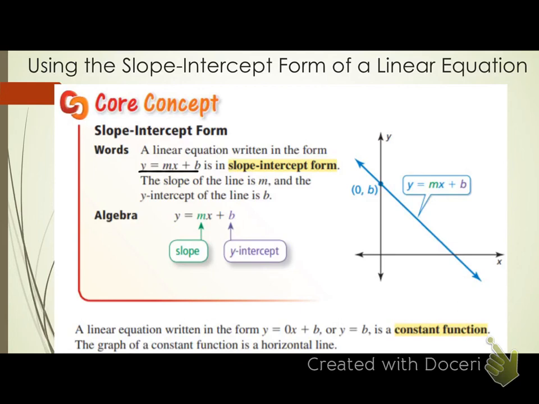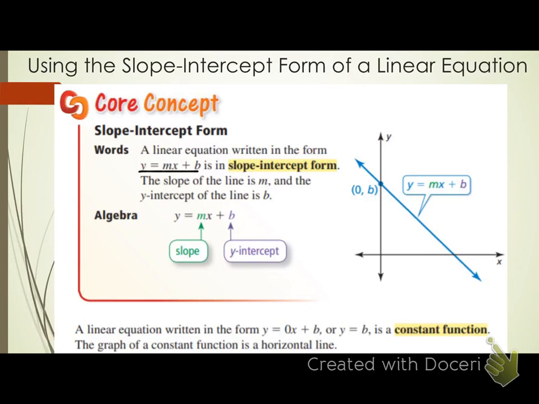So, if it's in slope-intercept form, the number that's being multiplied by x is your slope, no matter if it's written first or second. If it's being multiplied by x and it's in slope-intercept form, that is your slope. The constant, the number without the variable, will always be my y-intercept, as long as it's in slope-intercept form. So it's crossing my y-axis at the y-intercept, which would be (0, b), whatever that b value is. The slope of that line is m. Any questions there?